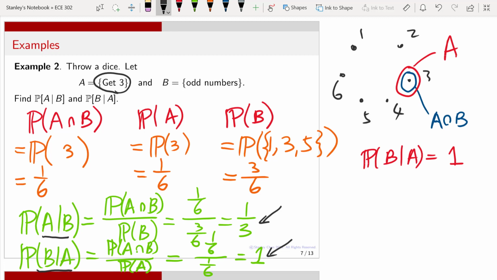Okay, so think about this again. A is the event that you get a 3. If this has happened, then B is absolutely certain to happen, because this is an odd number. And therefore, when you look at this conditional probability, it will give you 1. This also shows you that the conditional probability of A given B is not necessarily the same as the conditional probability of B given A.